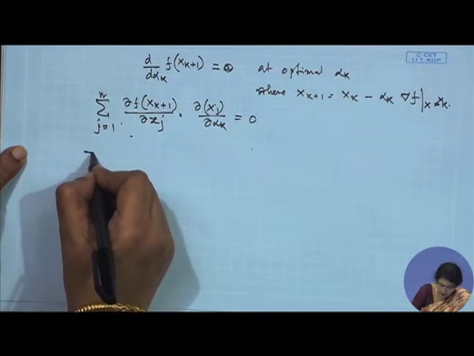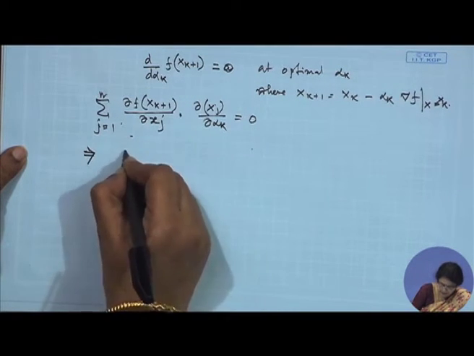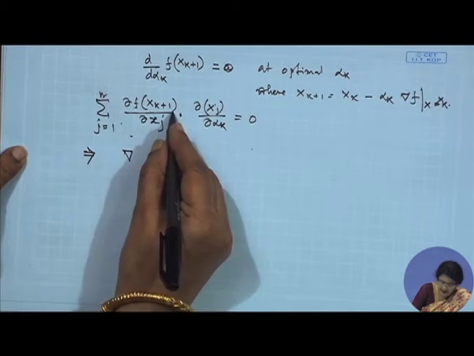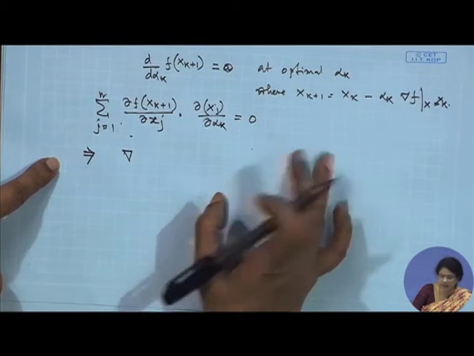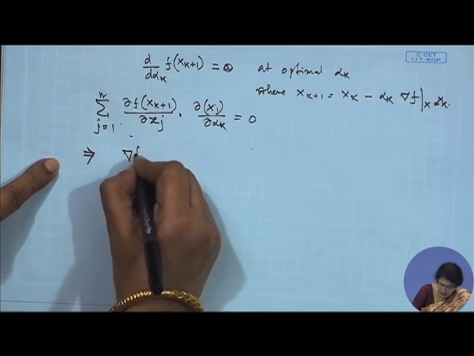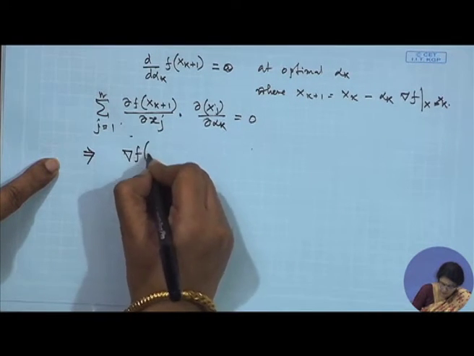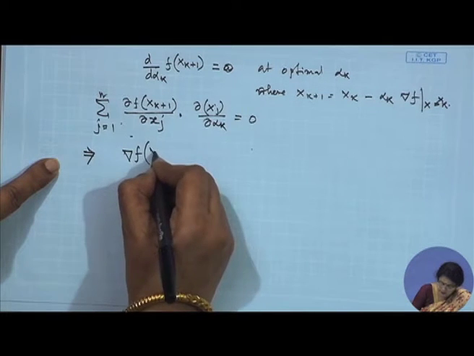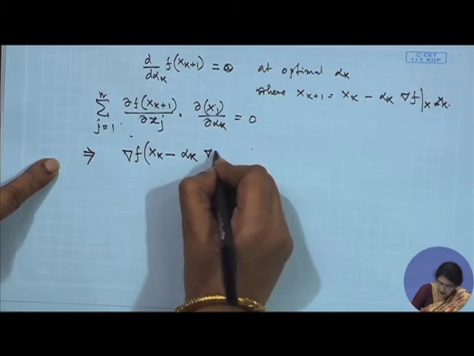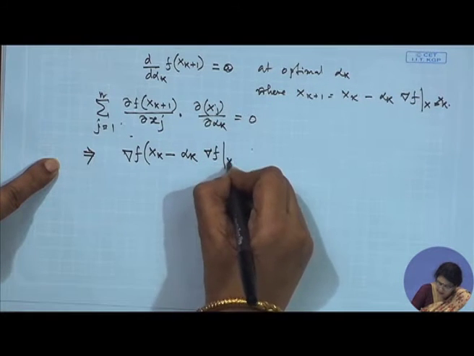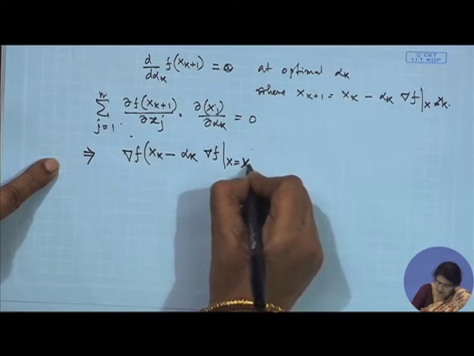Now, from here we can say that this is the grad value. If we consider this as a vector, then what is this value? This value is nothing but grad of f where x k plus 1, that is why we can write x k minus alpha k grad of f x is equal to x k.